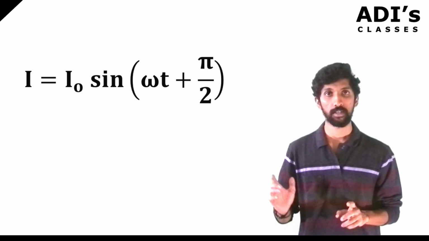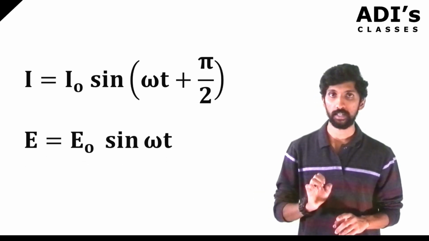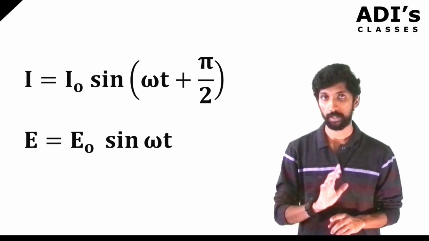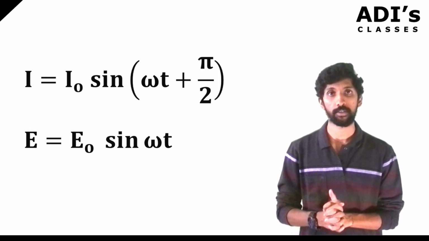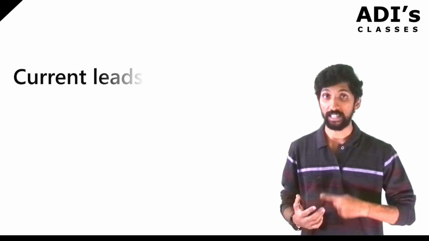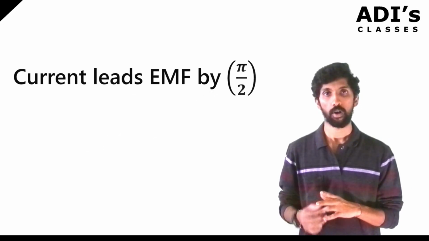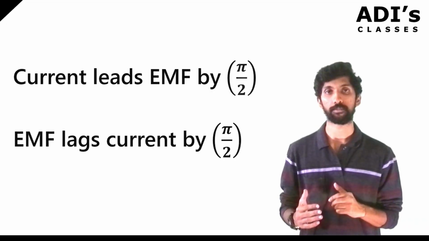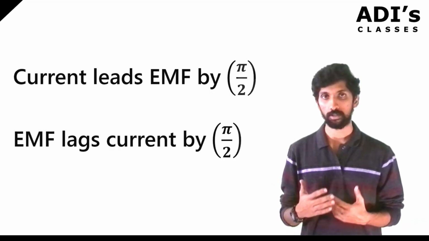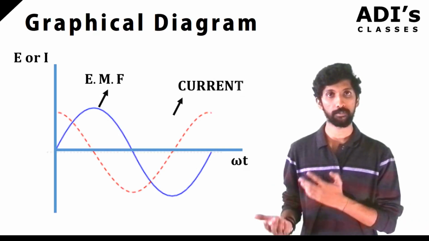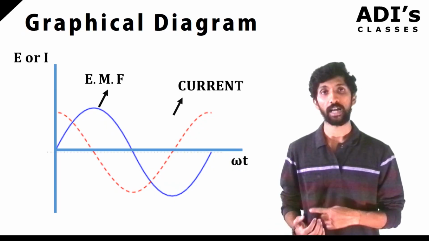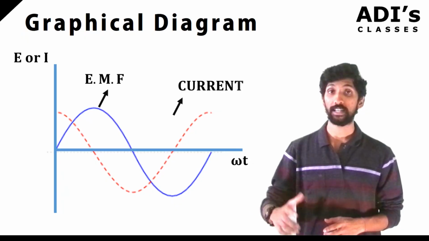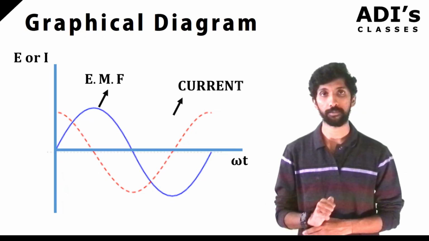The EMF was E = E₀ sin ωt, and I is I₀ sin(ωt + π/2), correct? So what we have here is that current leads by π/2, or EMF lags behind current by π/2. Now the graphical way of representing the sinusoids would be this. See, this is the EMF and this is the current. As you can see, current is leading the EMF by π/2.